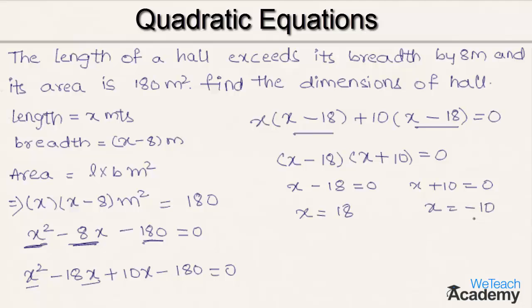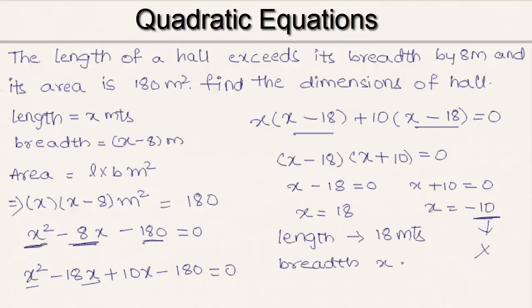So here x is equal to minus 10 is not permissible as length of a room cannot be negative. So the length would be 18 meters. And we can find the value of breadth by substituting the value of length, that is x, as 18 in x minus 8. So by substituting we get here 18 minus 8 as 10 meters. So we get the breadth as 10 meters.